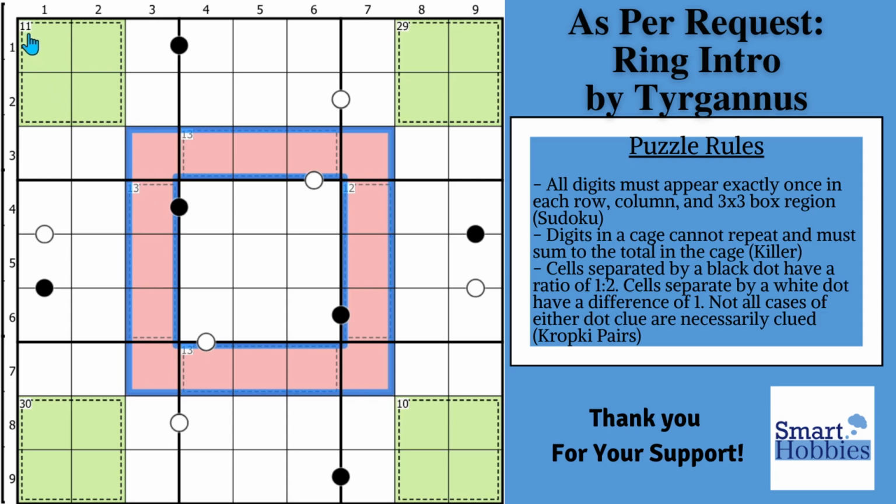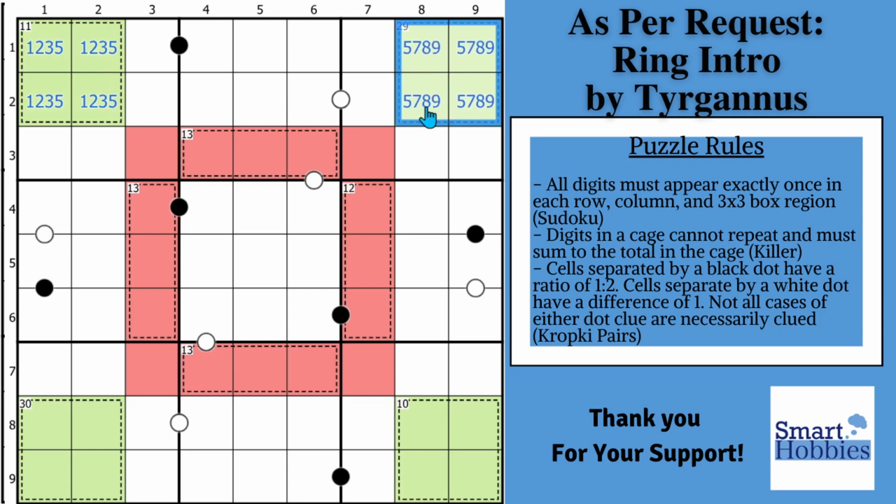Well, it gives you the fact that 11, 29, 10, and 30 are the values of the green rings. 11, using 4 different digits, can only be made one way: 1, 2, 3, and 5. 29 can only be made one way as well: 5, 7, 8, and 9, right? If you have 9, 8, and 7, that's 24. That's the most you can have, plus a 5 makes it 29. 30 is the max you can have with 4 different digits in a killer cage of 4 cells.